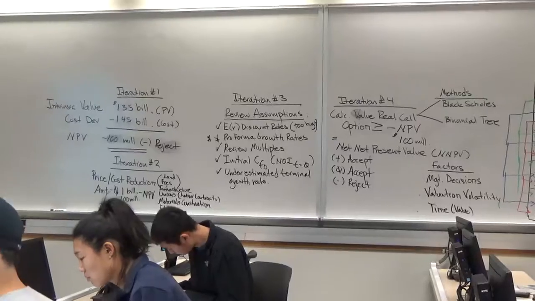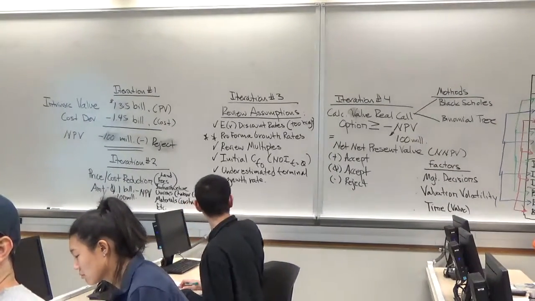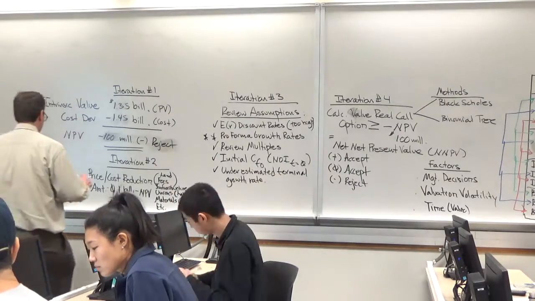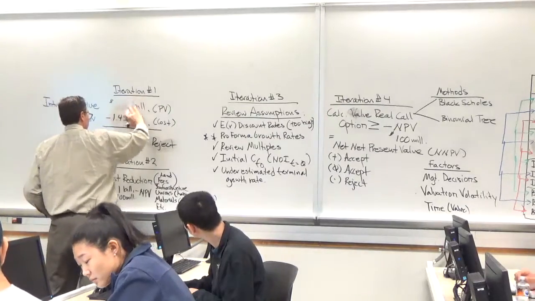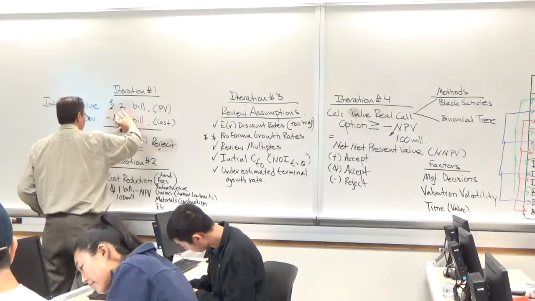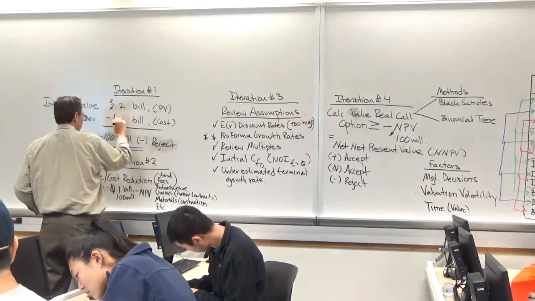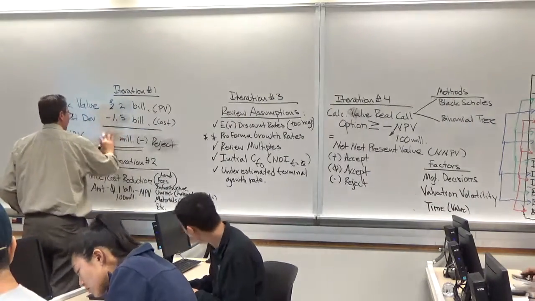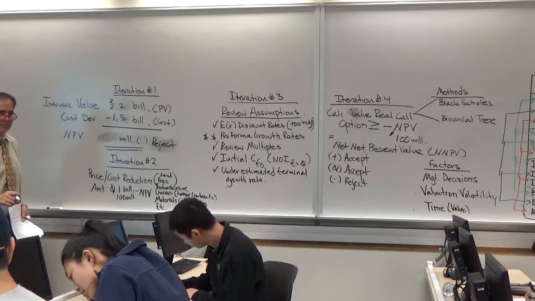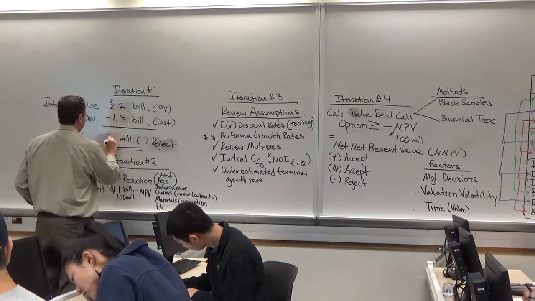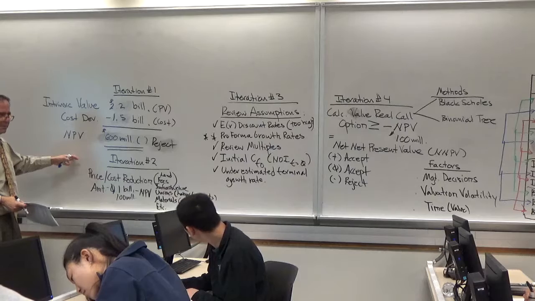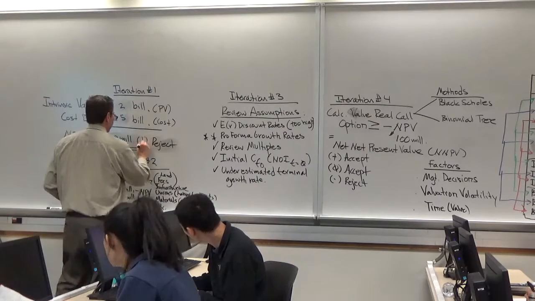Would you do that? Heck yeah, you would. Make a $1 billion profit? Why do you think people in real estate make so much money? 2.2. What was the cost of construction? 1.5. What's our net present value? What's our net present value? 0.2. What is it? 600 million? Is that right? And is our net present value positive, zero, or negative? Positive. Do we accept or reject?